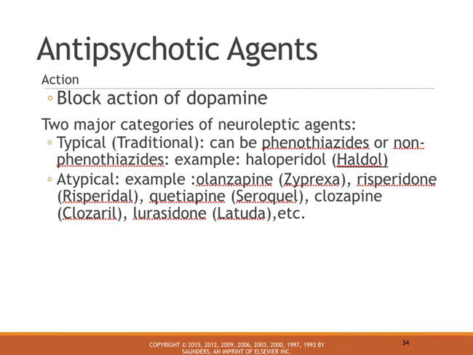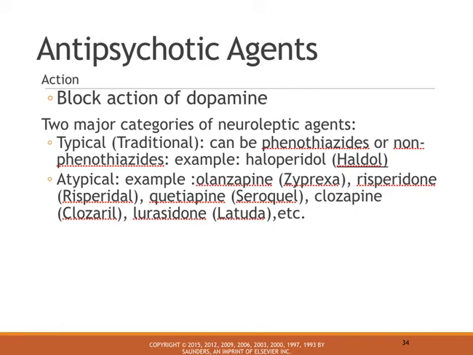So how are we going to treat it? We're going to use antipsychotic agents. The big action is they block dopamine. When dopamine is blocked, it can have some side effects, and we're going to spend some time on a future slide talking about that. But there are two major categories of antipsychotics you want to focus in on. The first one is typical, the second one is atypical.